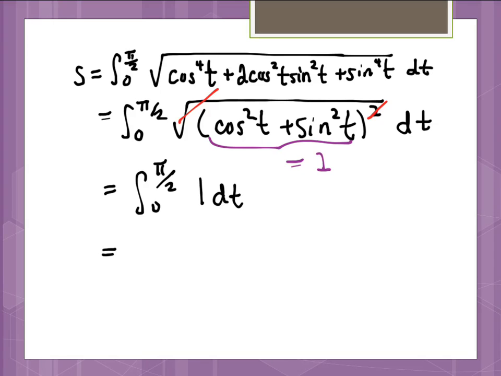So, what's the integral of 1? X, or t, because we're working with t here. Pi halves to 0, right? So what does this end up working out to? Pi halves.